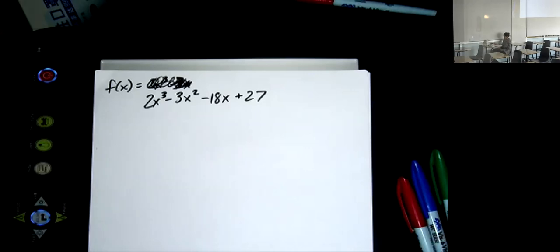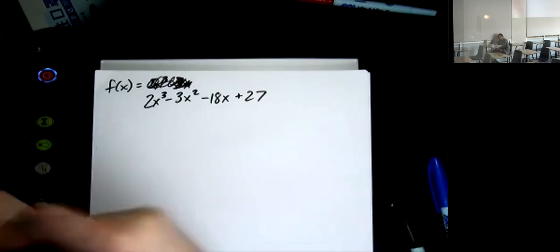I could factor this. I could factor this without P over Q. I don't think you guys will do it though, so let's do the P over Q method first.